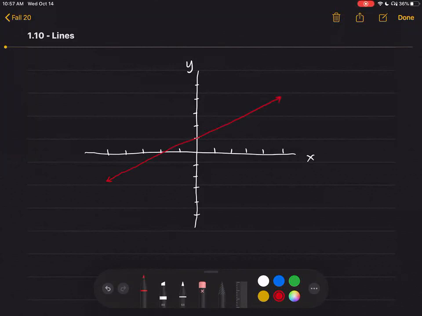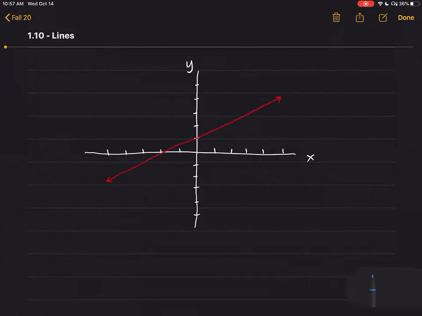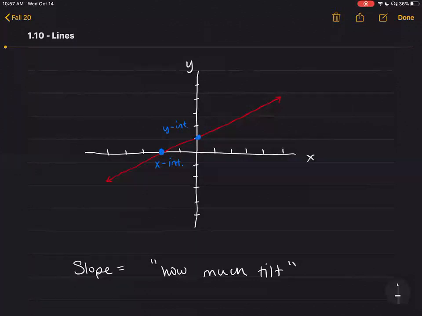Like last time we learned about x and y intercepts. So that would be here, the x-intercept. Here would be the y-intercept. And the other important feature of a line is its slope. So its slope is how much it's tilting. Slope is how much tilt there is, right? And the way we calculate that is by rise over run.